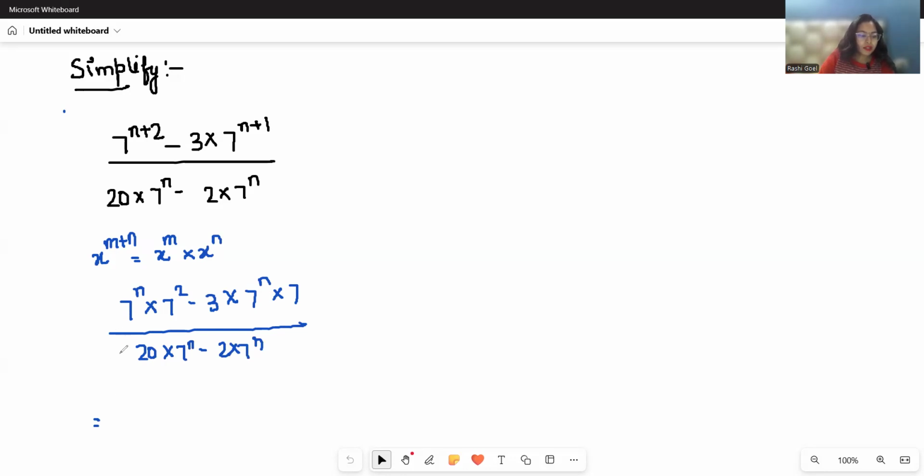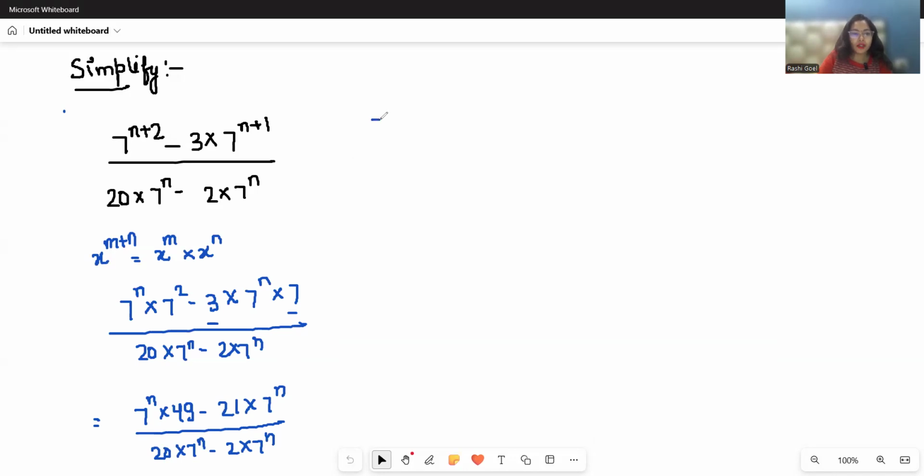So it becomes 7^n times 7 squared, we can write it as 49, minus here 3 times 7 is 21 times 7^n, by 20 times 7^n minus 2 times 7^n.